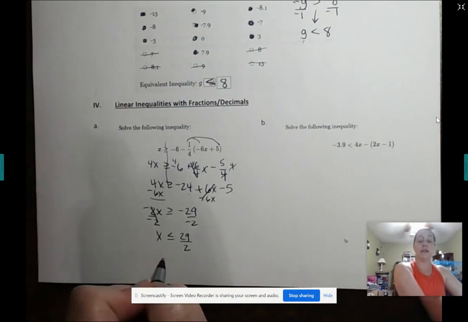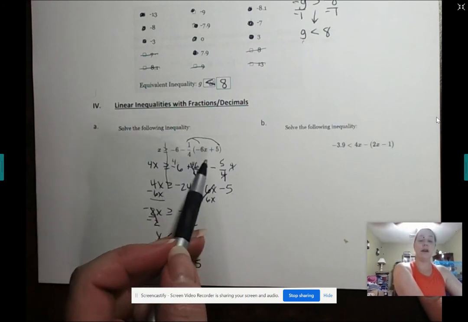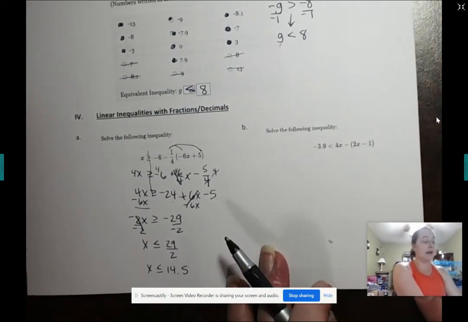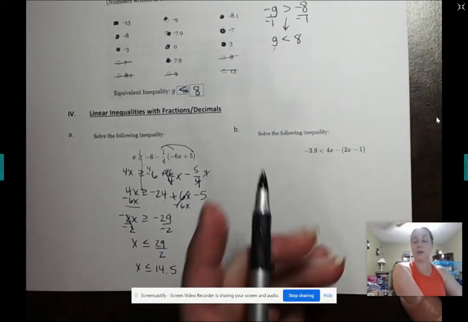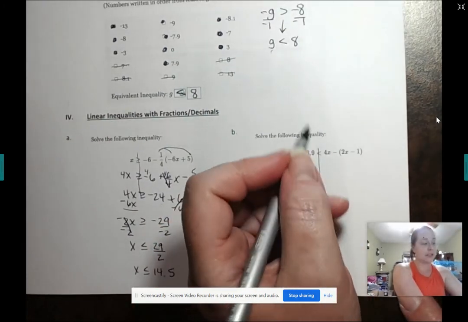You can leave it like this, or you could also write 14.5. Either way, they'll accept either answer. I would say if you started with fractions, leave your answer a fraction. If you start with decimals, you can definitely have an answer as a decimal. So we'll practice with a decimal. No different, just it's a decimal instead of a fraction.